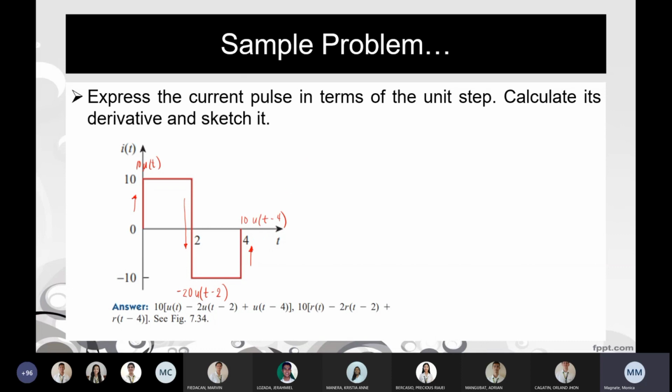Tapos, kapag kinuha daw yung ramp function niya, ito naman yung magiging itsura. So, nilagay na rin kasi niya dito. 10 r of t minus 20 r of t minus 2 plus 10 r of t minus 4. So, at t is equal to 2 seconds, 20 yung value niya. So, 0 naman kapag t is equal to 0 din. Then, 0 ulit siya kapag t is equal to 4.